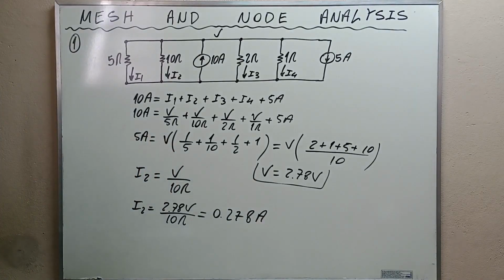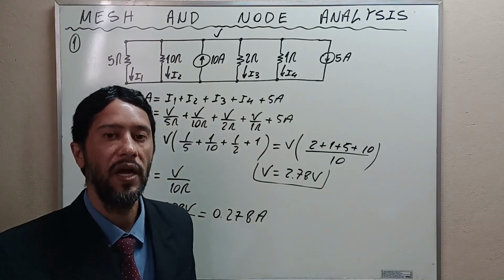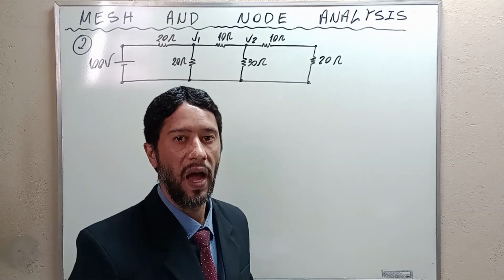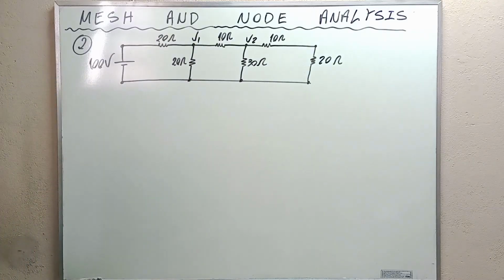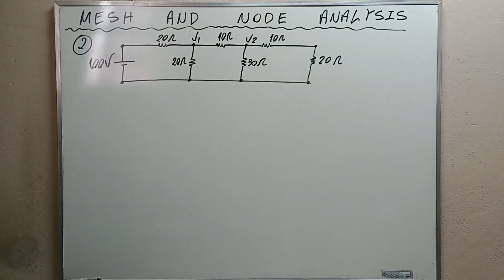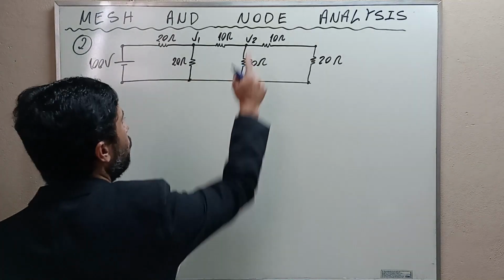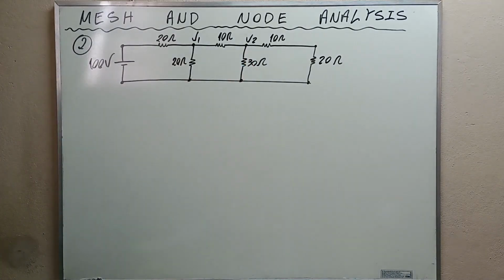Thus, the voltage across the 10 ohms resistor is 2.78 volts and the current is 0.278 amps. Alright, my friends, this is all for exercise number 1. Let's go to the next. Exercise number 2. For the circuit of the figure, find the value of the voltage V2. Okay, my friends, this is the exercise. Let's go to the solution.